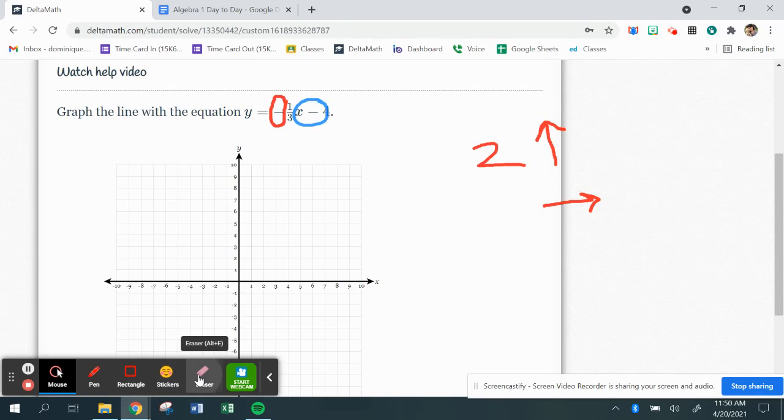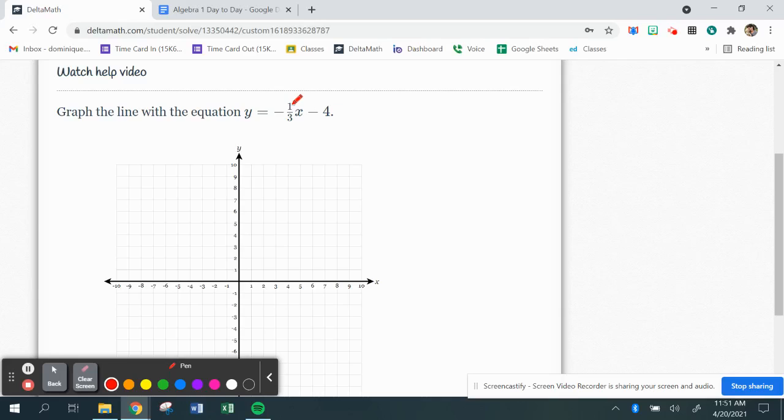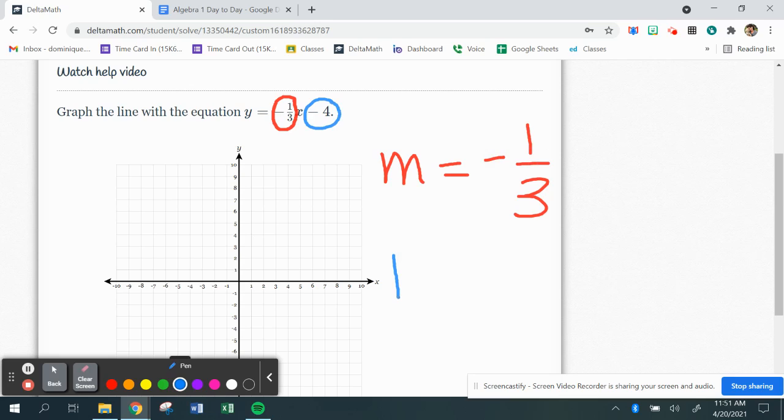And let me just erase what we have going on here. So the first thing we want to do is identify our slope and our y-intercept. So here I have m equals negative 1 over 3. And our y-intercept, our b, equals negative 4. Okay, from here we want to look at our slope and see what it's going to tell us to do. Now, it's negative, so that means we're going to be going down. So we're going to be going down 1, and then to the right 3.